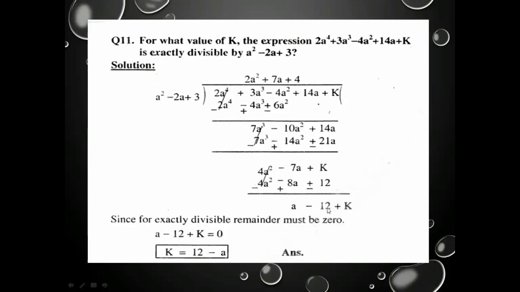So we will write like this. Since for exactly divisible, remainder must be 0, we know our result should be 0. So for that we write our remainder equal to 0, and for getting answer for k, we shift all other values towards right hand side. Firstly shift minus 12, it becomes plus 12, and then plus a, it becomes minus a. So the value of k is 12 minus a.